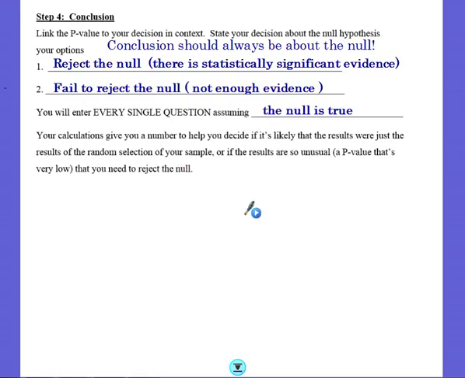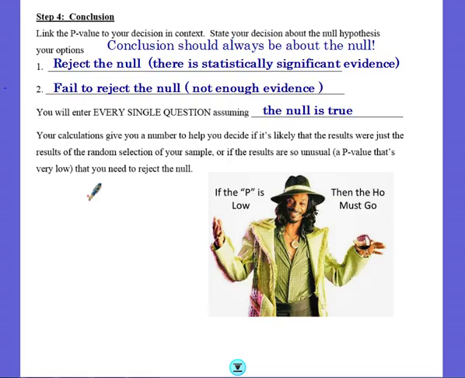And my buddy Snoop Dogg has a little saying that if the p-value is low, then the ho must go. In other words, reject the ho. P is low, reject the ho. So that's a little saying we'll have in stats.